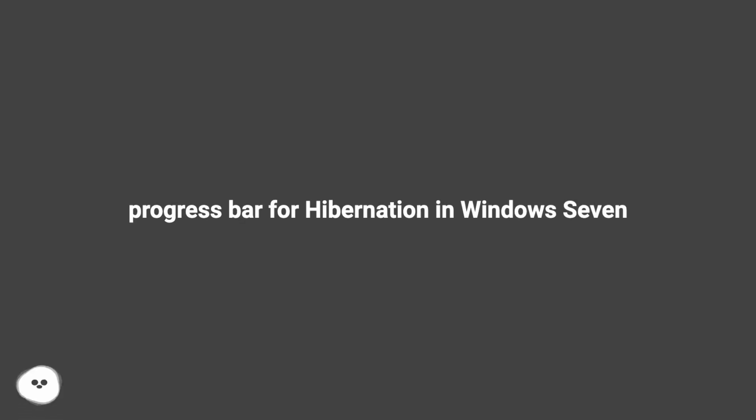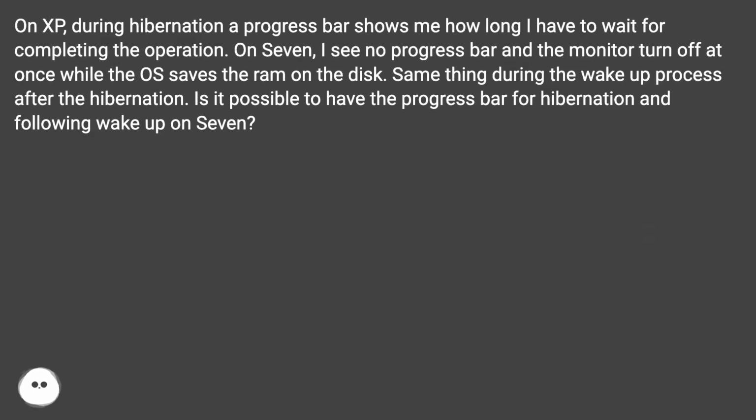Progress bar for hibernation in Windows 7. On XP, during hibernation a progress bar shows me how long I have to wait for completing the operation. On 7, I see no progress bar and the monitor turns off at once while the OS saves the RAM on the disk. Same thing during the wake up process after the hibernation. Is it possible to have the progress bar for hibernation and following wake up on 7?